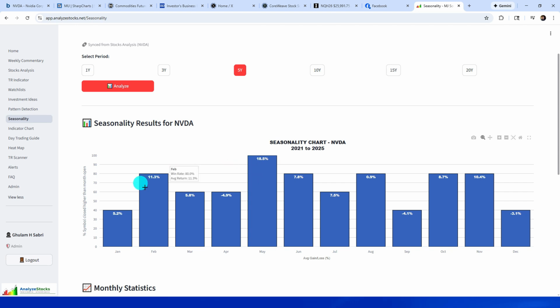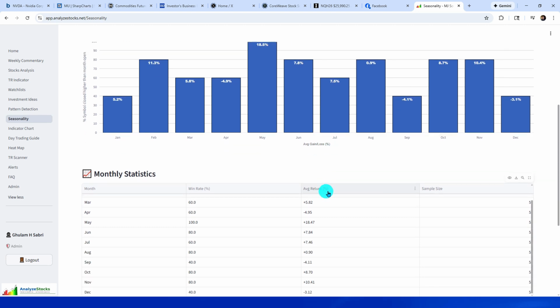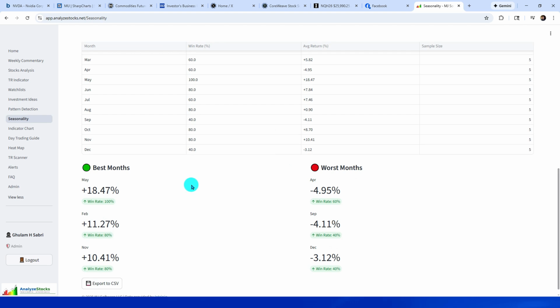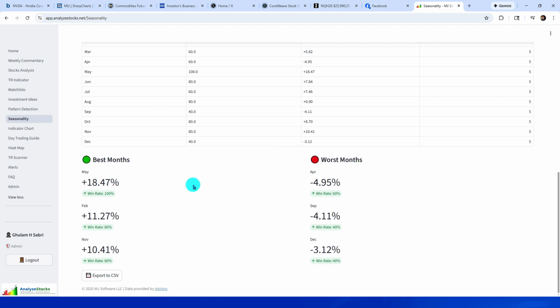And Nvidia was up 80% of the time, meaning 4 out of 5 times during the month of February, and its average return was 11.3%. So over here it will give you monthly stats of which particular months are historically best for Nvidia to produce good returns. Like May 100% up, November 80% up, during the last 5 years. And this is the average return. And these are the worst months: April, September, and December.